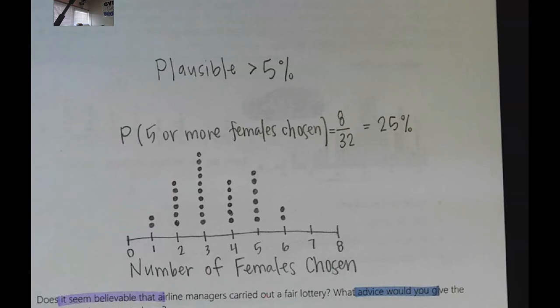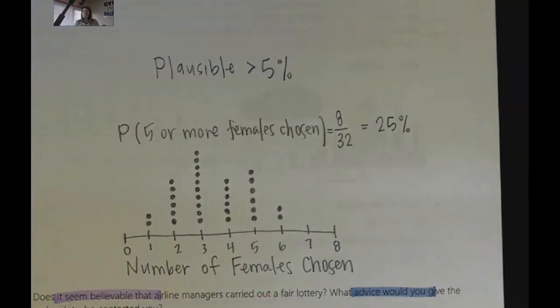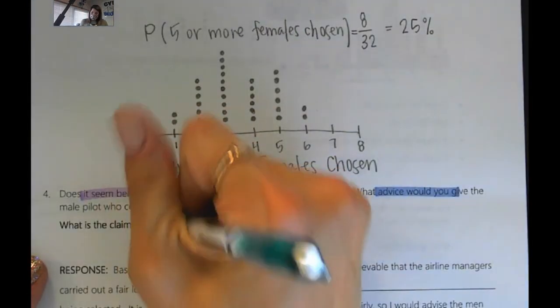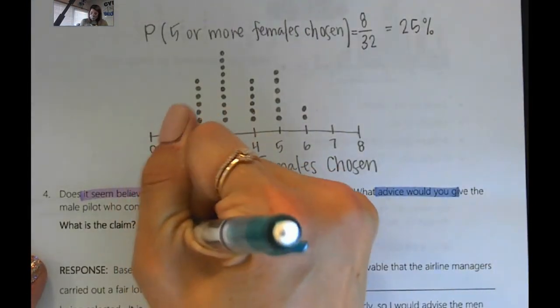Okay, so now let's translate that to our response. Now remember, our response always has to be based off of the claim. So the claim is that the lottery was fair.